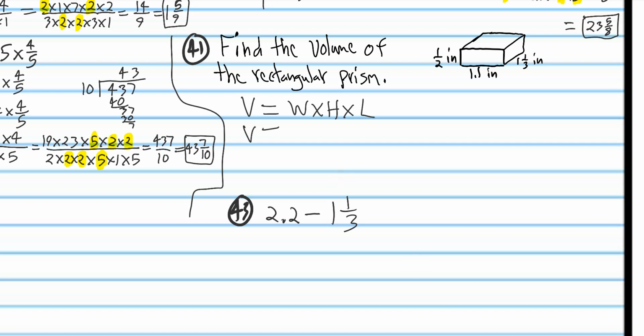I'll set it up for you. So width is 1.1. It doesn't really matter which is which. So all we're doing is just multiplying these. It's the same problem as we did before. So go ahead and attempt that problem. And when you're done, we'll come back and do it together.